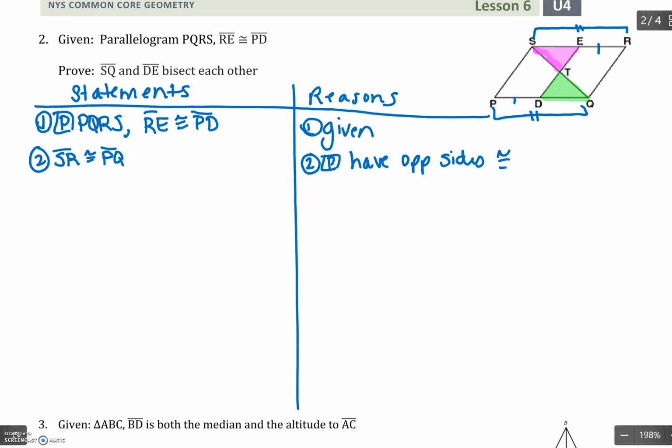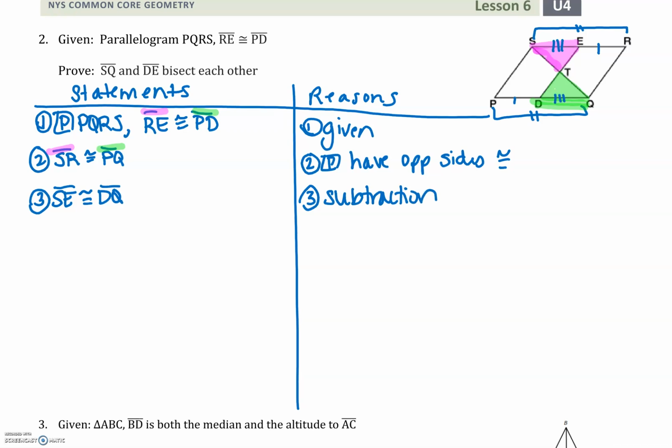That way, when I take SR and subtract off the portion between R and E, what I'm left with is SE. And when I take PD and subtract it from PQ, that whole thing, what I'll be left with is just this section between D and Q. So I'll have DQ. And now, because I took equal things away from equal things, I'll have equal results in that subtraction. Now I actually have a side pair in my triangle picture.